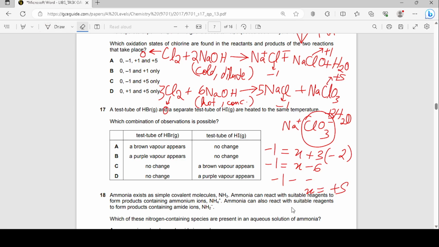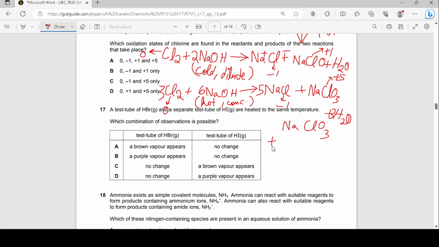And the other method you could use is, overall NaClO3 has no charge, so you could take it as +1 for sodium, then X for chlorine, and then +3, because there are 3 oxygen atoms, times -2, because the oxidation state of oxygen is -2, and then equals 0, because that's the overall charge of the compound. -6 plus 1 is going to be -5, so X equals +5. All right. So again, you got the same answer.